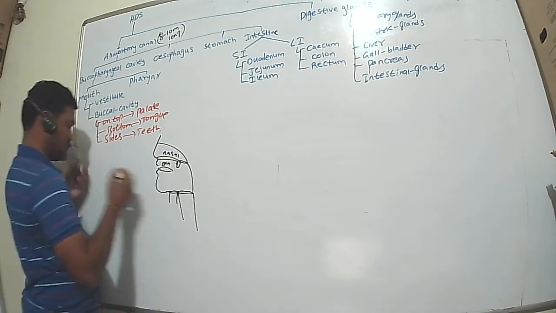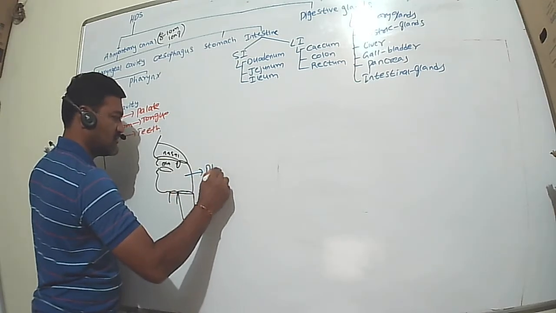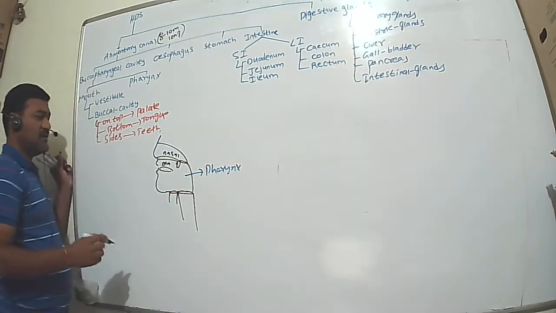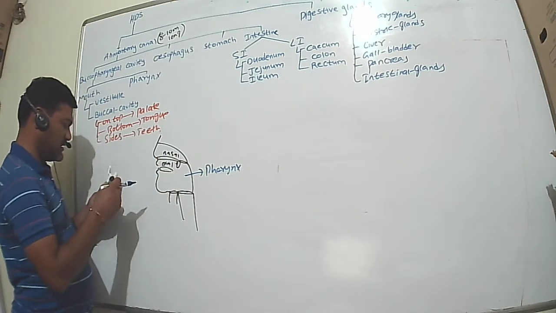This is the pharynx. So pharynx is the common passage for both food and air.